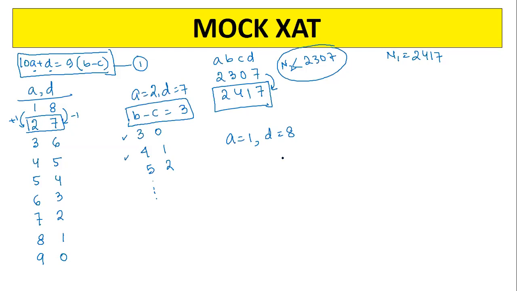अगर A को 1 लेता हूं तो D को 8 लेना पड़ेगा. Just look at the combinations. D को 8 लेना पड़ेगा, तो B minus C क्या हो जाएगा? If this is 18, then B minus C would be equal to 2. Correct? I hope this is clear.